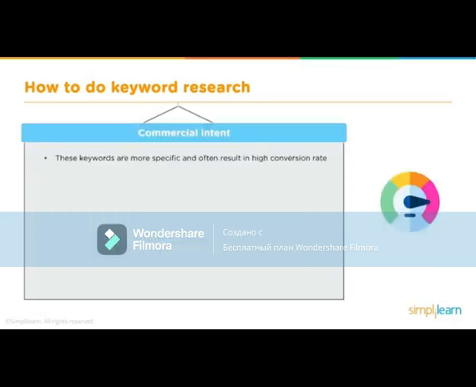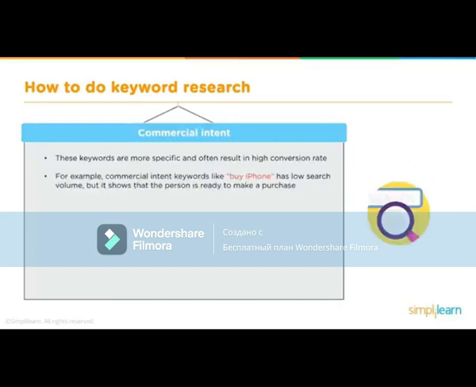Always keep in mind the commercial intent. These keywords are more specific and result in conversion rate. For example, buying is a good commercial intent keyword. So if you really want somebody to come to your website and buy, then focus on those types of keywords. In the case of the pizza recipes, maybe download could be our commercial intent keyword.